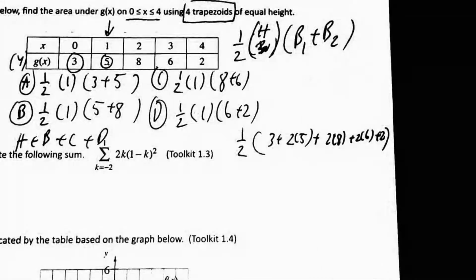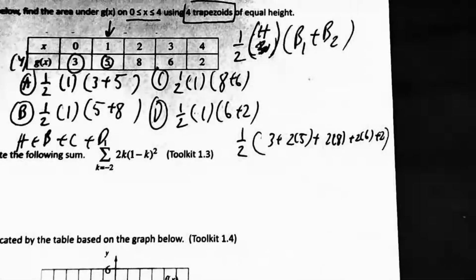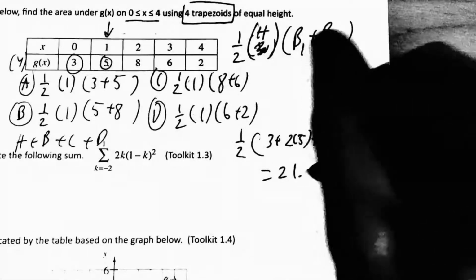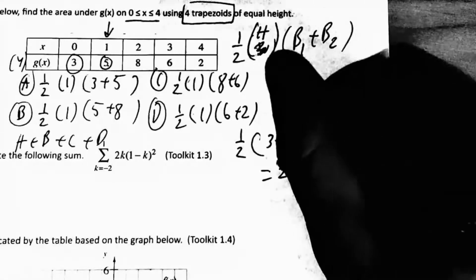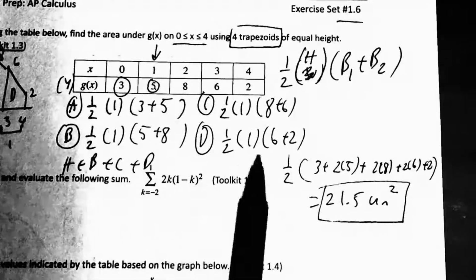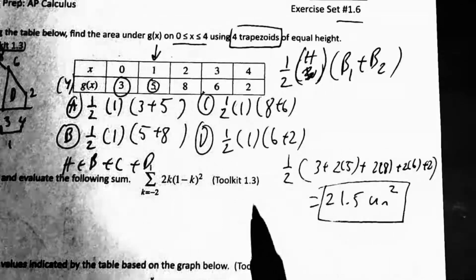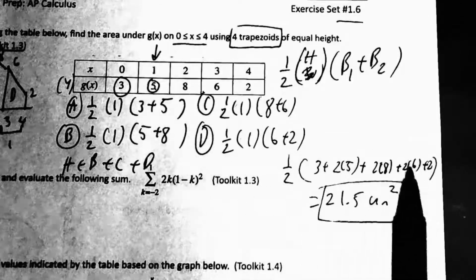So let's add this all together in my calculator. That's 3 plus 10 plus 16 plus 12 plus 2, all times 0.5. I get 21.5 units squared. So, you don't have to write it out in this form. You can just evaluate each of these individually and add them up. You can write them all in this form. I wanted to bring this up because I went over this in the toolkit in this form, and I wanted you to see how that came from.